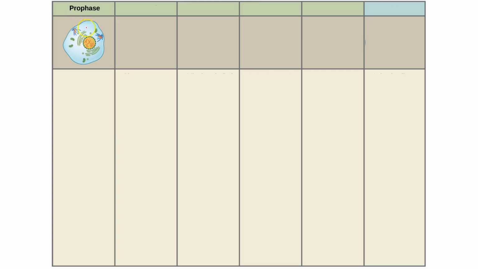Also, what's happening is the formation of what's known as the mitotic spindle apparatus. And that's these little blue poles that you see coming out here. They're coming out of this interesting organelle, which is called the centrosome.